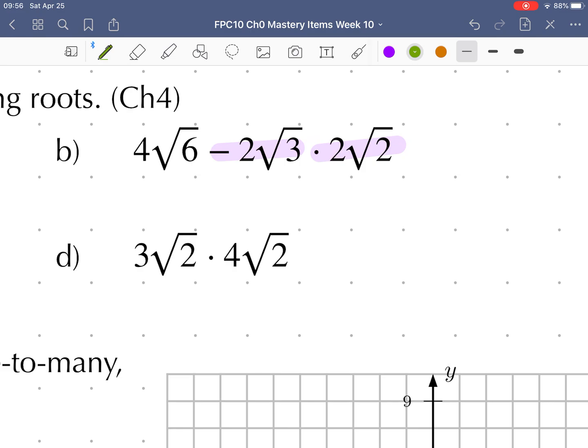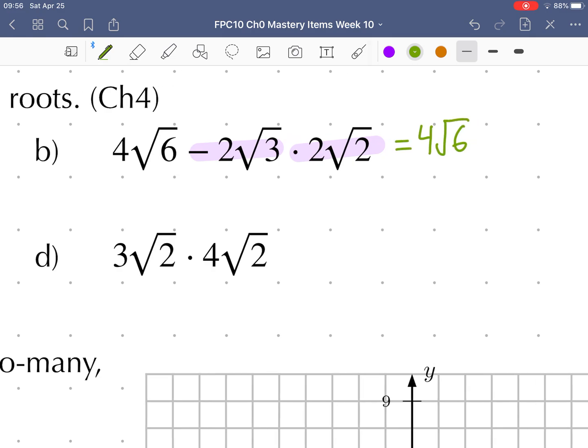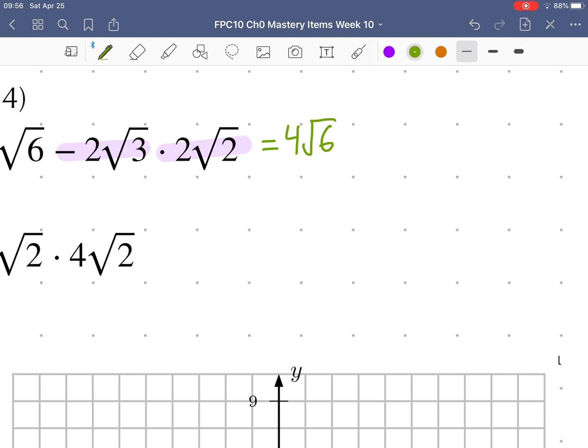So we're going to copy down our 4 square root 6 because we don't do anything with that. Then we multiply negative 2 square root 3 times 2 square root 2 to get negative 4 square root 6. Now when we look at these guys, we can see that our radicands are the same, so we can combine these two. They're like terms. Now 4 square root 6, take away 4 square root 6 is 0 square root 6, or just 0.